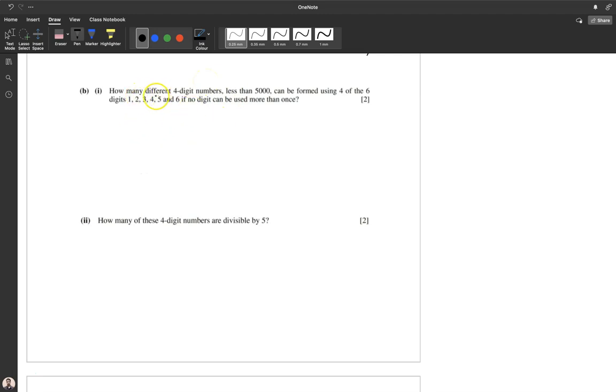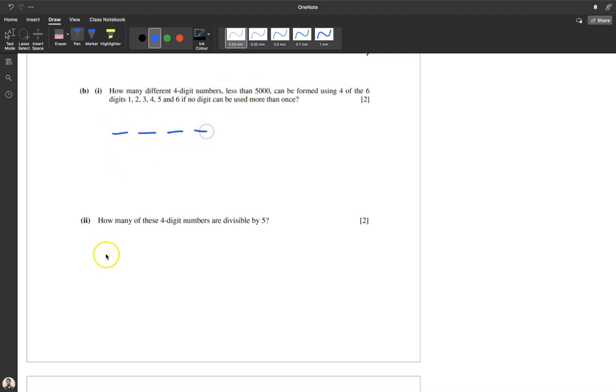Okay, so how many different 4-digit numbers less than 5,000 can be formed using 4 of the 6 digits? You just need to take 4-digit numbers. They said that no digit can be used more than once. What they mean is that I cannot have 2, 2, 2, 2, for example. This cannot exist. That's not the situation that I actually want. All right, let's go back to here.